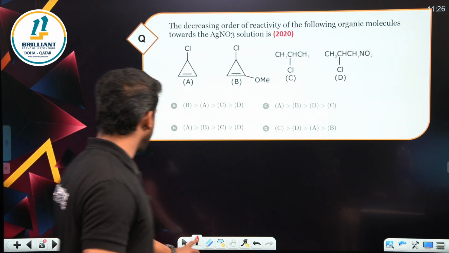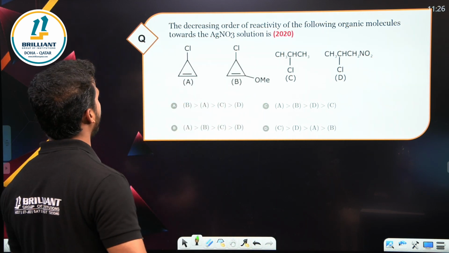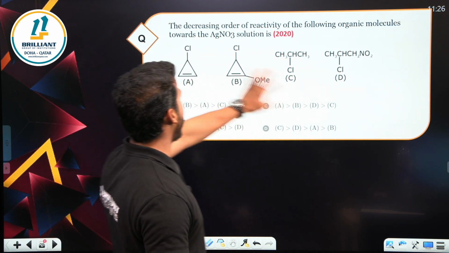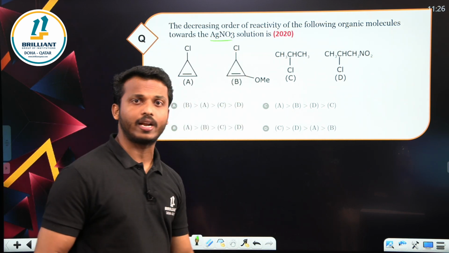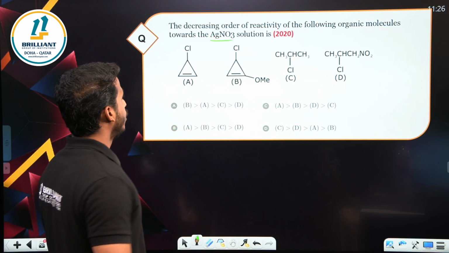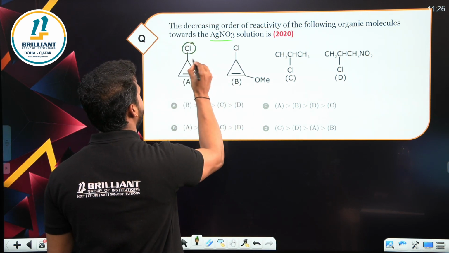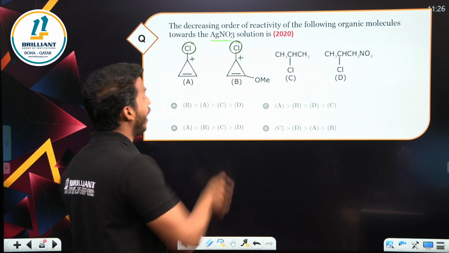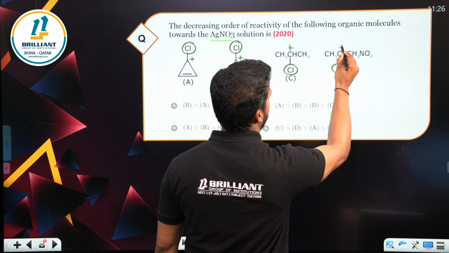Next one, question number 20, 2020, again: the decreasing order of reactivity of the following organic molecules towards silver nitrate solution is. You can see some haloalkanes here. What happens when a haloalkane reacts with silver nitrate, dear all? It will form AgCl. First you have to remove the halogen, giving a carbocation, because Ag will take the chlorine and you will get the carbocation. So this is another carbocation, another carbocation.